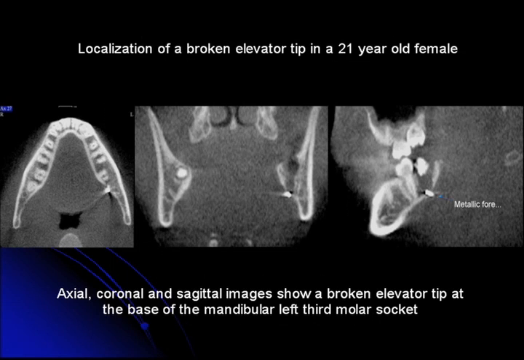This is where we were able to localize a broken elevator in a 21-year-old female, and you can see exactly where the little tip is right there. And the axial, coronal, and sagittal images nicely show a broken elevator tip at the base of the mandibular left third molar socket. And you can see there's a bit of perforation there. So that gives us a nice localization of where it is and lets the surgeon know where to go to retrieve that.